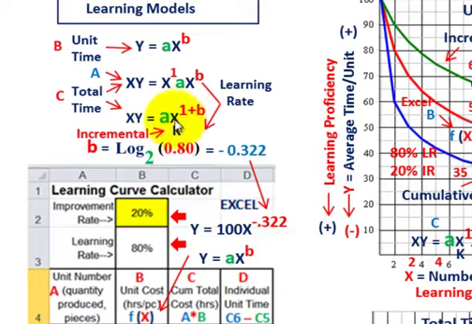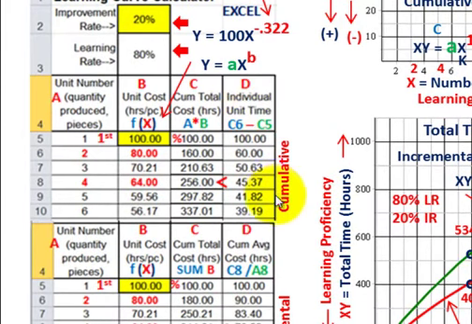And incidentally, I do have videos out detailing both of these different methods, both with the Excel spreadsheet and other comparisons. Okay, so let's go down and look at our cumulative model here.